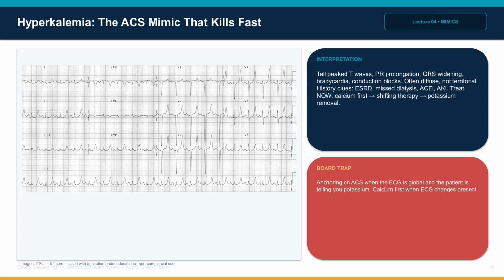The next step when you see peaked T waves with a wide QRS is IV calcium for membrane stabilization, then shifting therapy with insulin plus dextrose, and finally potassium removal with dialysis. The classic distractor is reaching for sodium bicarbonate or albuterol first when calcium is the life-saving move. Do not anchor on ACS when the ECG is global and the patient is telling you potassium.